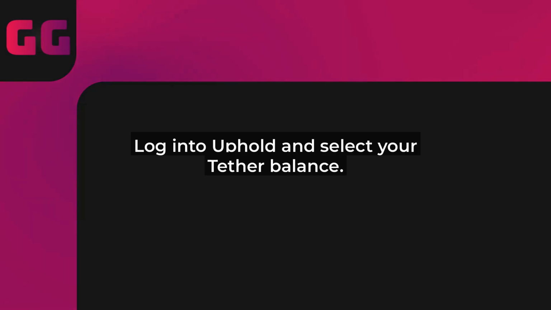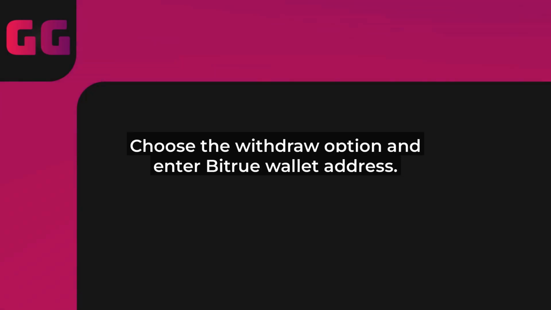Start by logging into your Uphold account using your credentials. Once you're in, head to your dashboard and locate your Tether balance. Click on it to open the asset details. Next, select the Withdraw option. You'll see a form where you need to choose the withdrawal method. For this, go with the external wallet transfer.